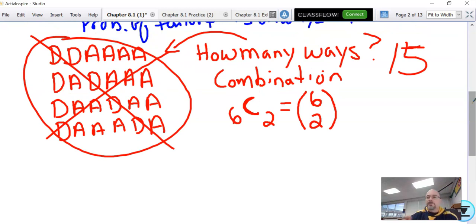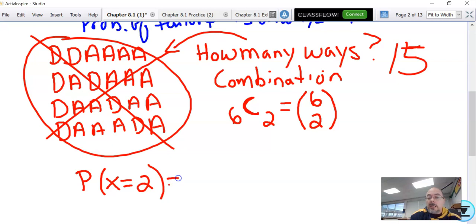Well, there's 15 ways that this can occur. So here we go, ladies and gentlemen. We want to know the probability that X equals 2. X is the number of digital, right? The probability that X equals 2. So this is what the notation looks like.